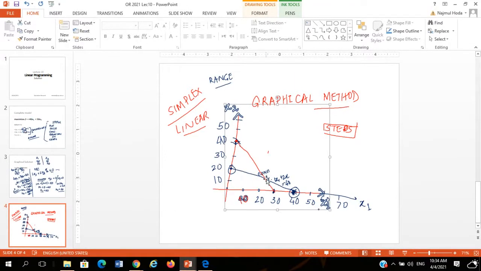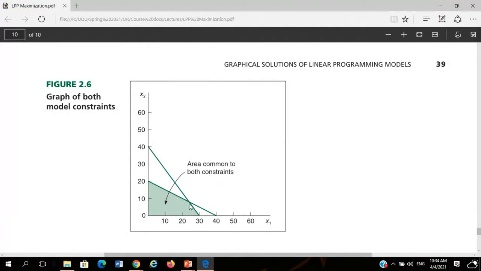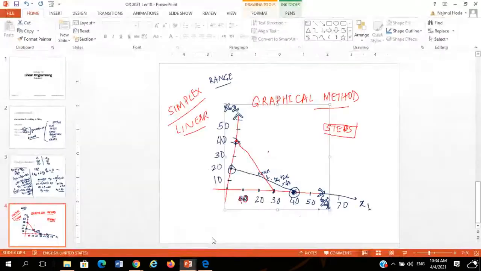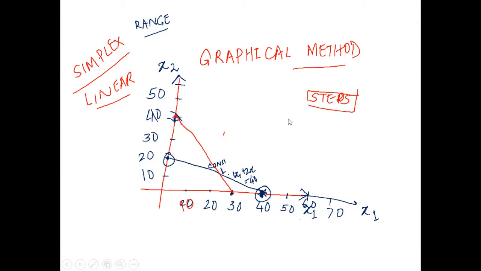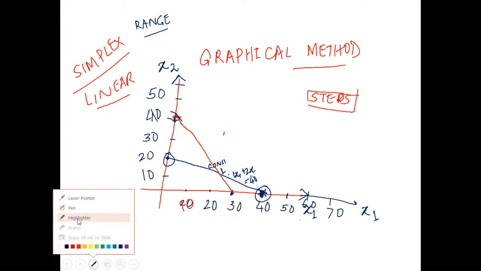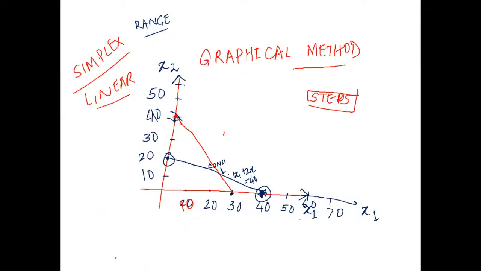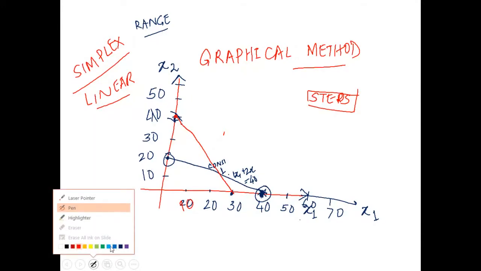So what we see is that there is a point of intersection. That point of intersection is very important to find. Once we are able to see this point of intersection, it is the main step to find the feasible solution. So what is the point of intersection? Let's take another color so that it's easier for you to view.